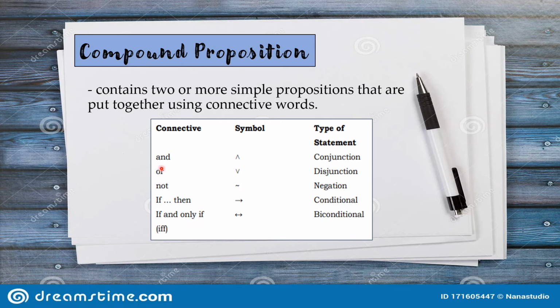And if you use the connector and, the type of statement is conjunction. If you use the connector or, the type of statement is disjunction. If you use the connector not, the type of statement is negation. And if you use the connective words if, then, this is a conditional type of statement. Last, if you use the connective words if and only if, it is a biconditional type of statement.